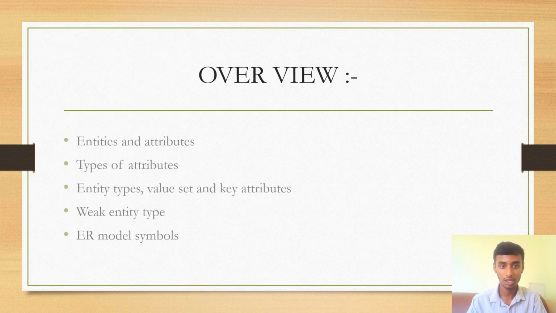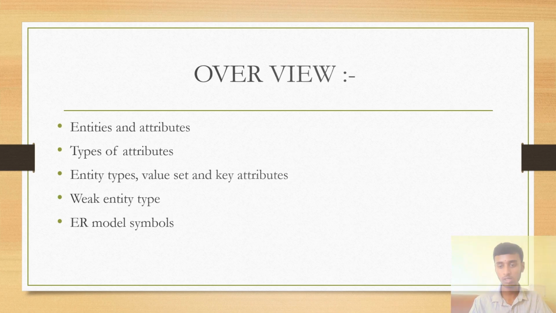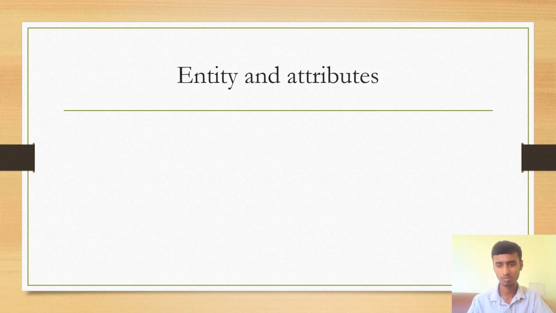Now we'll see the overview of the entity and attributes, about the attributes, entity types, value set, weak entity types, and the ER model symbols. First, we'll see what is this entity and relation, about that attributes.